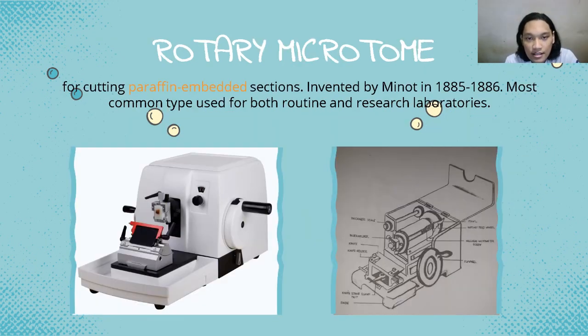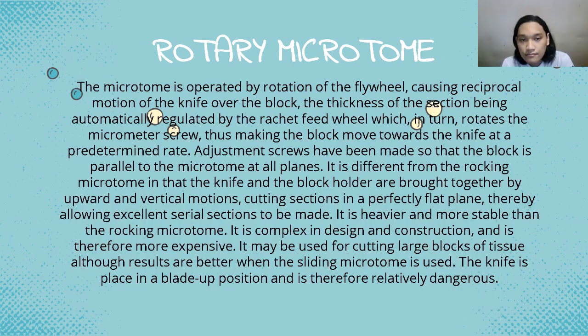The next kind of microtome is the rotary microtome. It's used for cutting paraffin embedded sections. It was invented by Minot in 1885 to 1886, and it is the most common type used for both routine and research laboratories. The microtome is operated by rotation of the flywheel, causing reciprocal motion of the knife over the block.